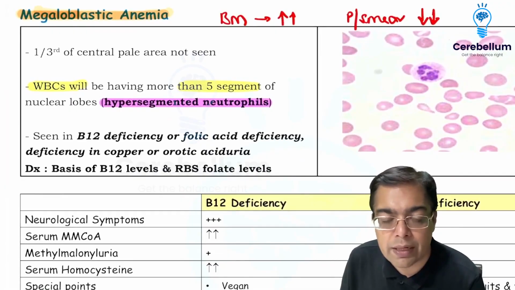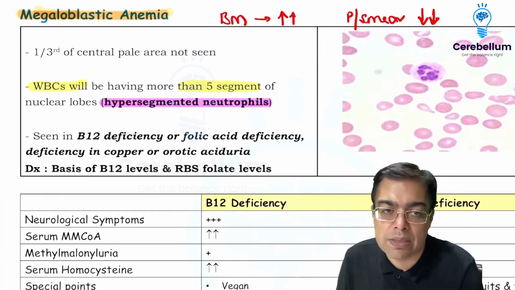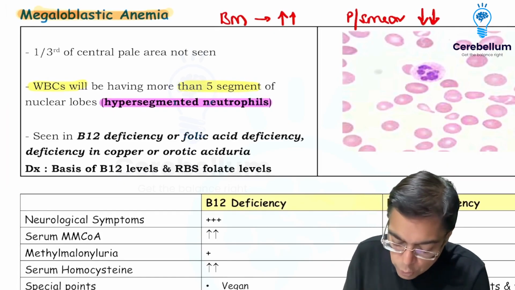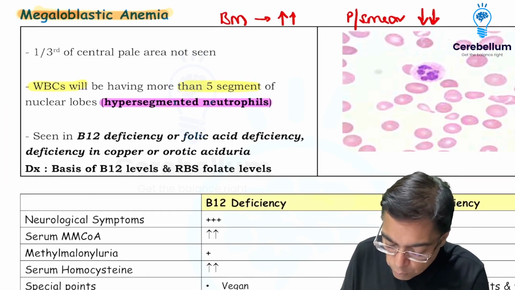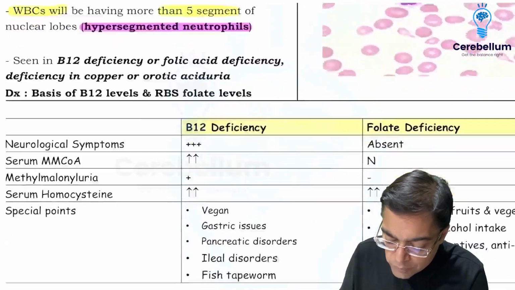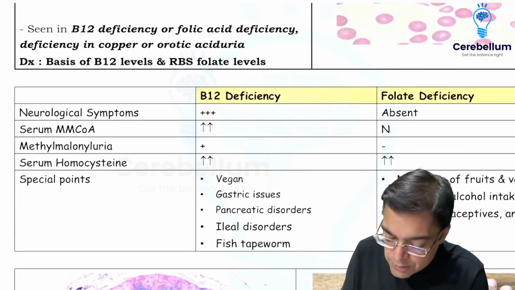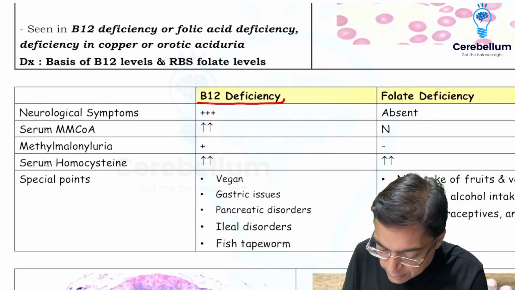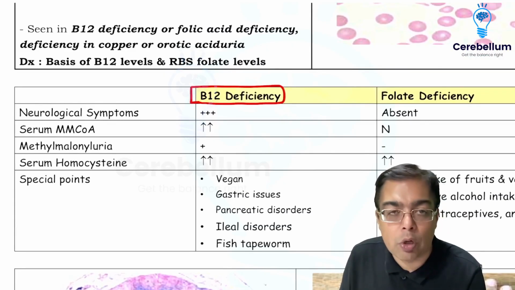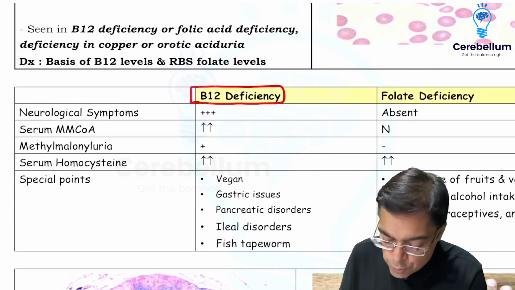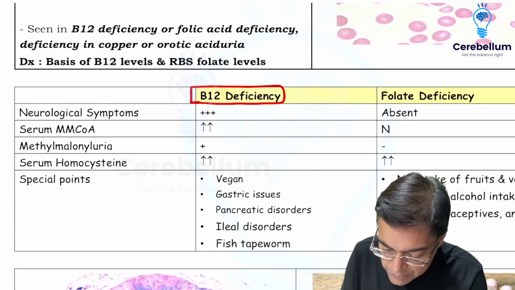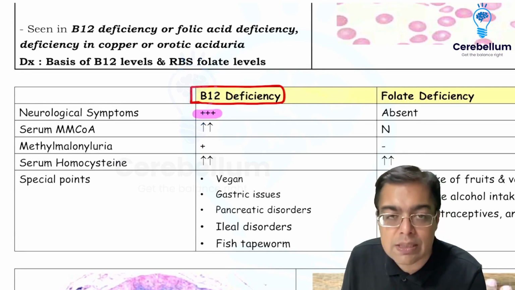So anisocytosis and poikilocytosis will also be seen over here. What is going to be the important fact by which we can differentiate between whether my patient is having a B12 deficiency or folic acid deficiency? Patients who have B12 deficiency classically have a problem in the formation of myelin. So these individuals are going to have a feature which is useful in the exams: the presence of neurological symptoms.